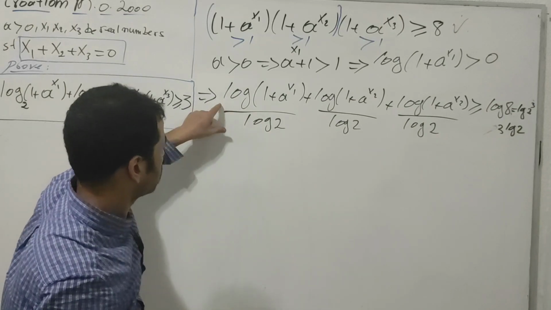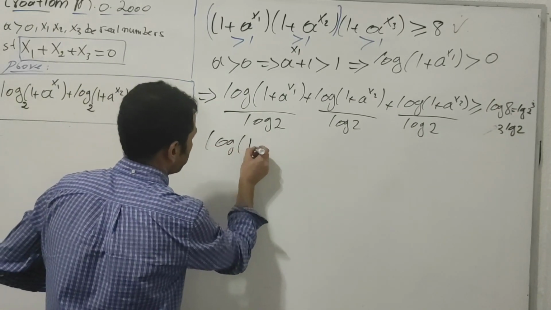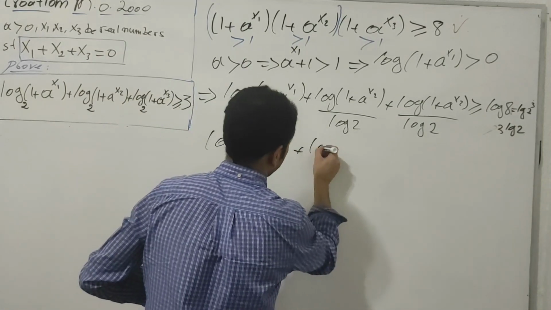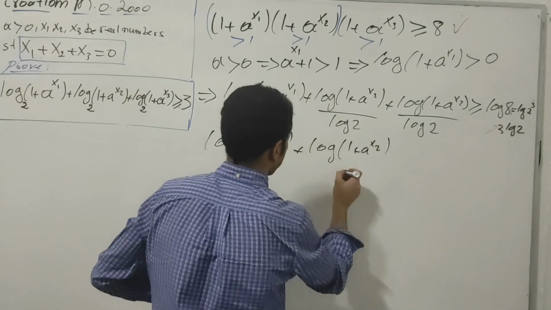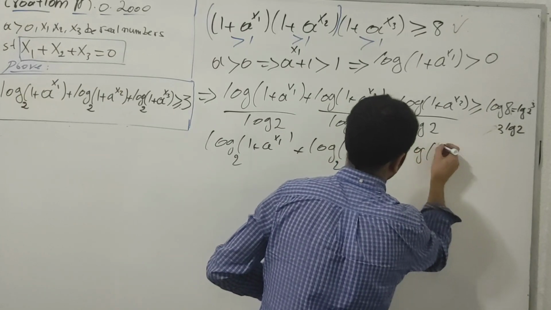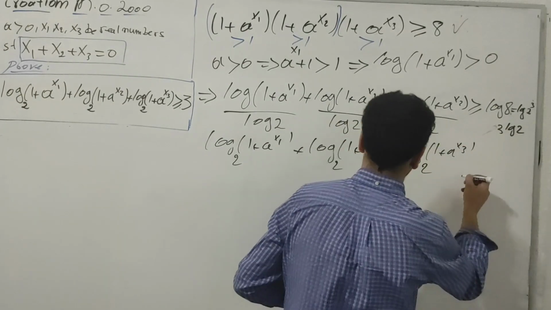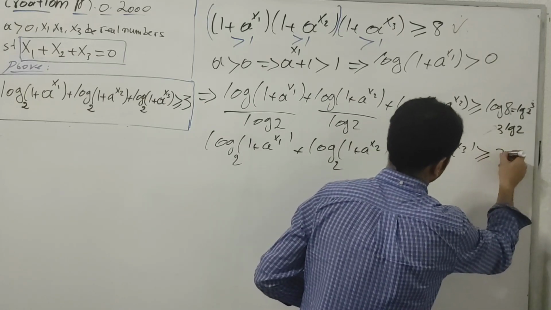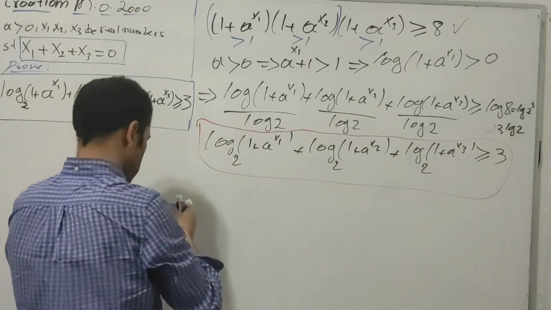So this one is equivalent to the log of 1 plus a to the x1 base 2. This one is equivalent to the log of 1 plus a to the x2 base 2. The last one is equivalent to the log of 1 plus a to the x3 base 2. So the whole thing is superior or equal to 3. Now I have proven this inequality. So I am done with this problem.